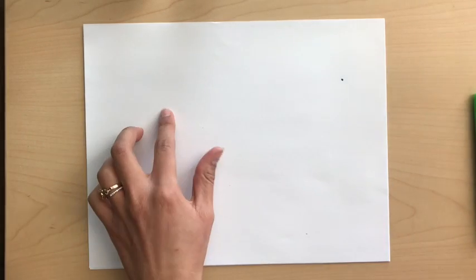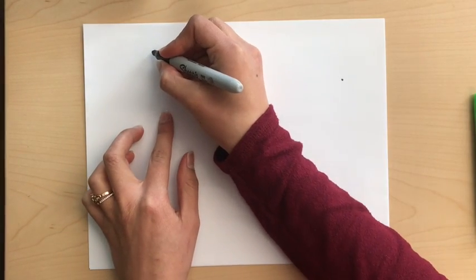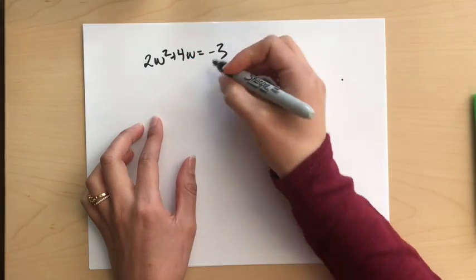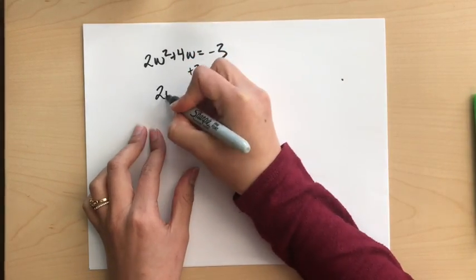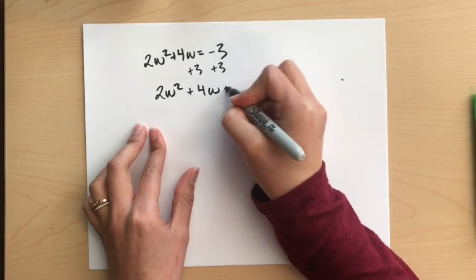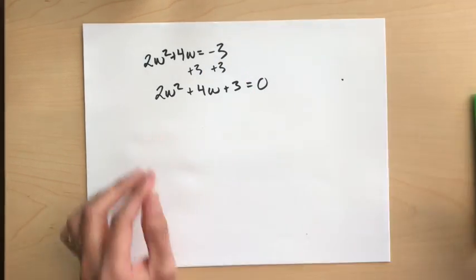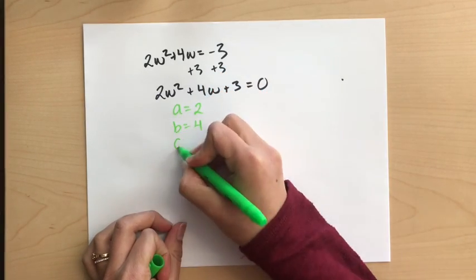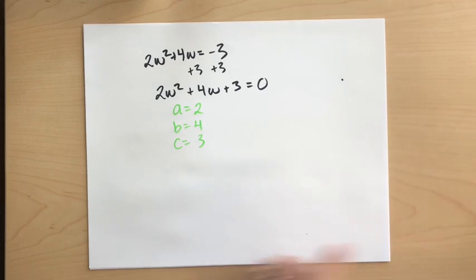We are going to do another example involving the quadratic formula. Suppose that we have 2w squared plus 4w is equal to negative 3. Okay, first things first, I want to get the 3 on the left-hand side of the equation, so I have everything on one side, the other side equal to 0, because then I can use my quadratic formula. And in this case, a is equal to 2, b is equal to 4, c is equal to 3.